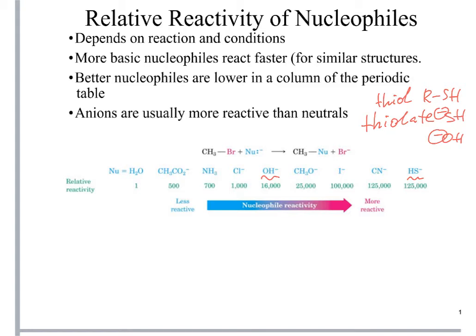So the same applies to the halide series. Iodide is more nucleophilic than bromide, which in turn will be more nucleophilic than chloride. So as you're comparing nucleophiles that are in the same column on the periodic table, as you go down, their nucleophilic character increases. And the weakest nucleophiles are neutral, obviously, so the negatively charged species are more reactive.